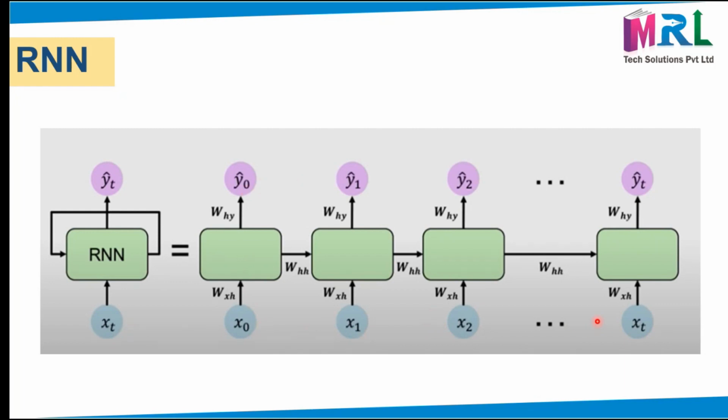And then you have the weightage values. You can see the weightage values here. WXH is the weightage between the input layer and the hidden layer, and WHY is the weightage between the hidden layer and the output. And you have one more weightage, between the hidden layers themselves, that is WHS. So now we are unrolling it, and you can see the inputs and outputs of this recurrent neural network.